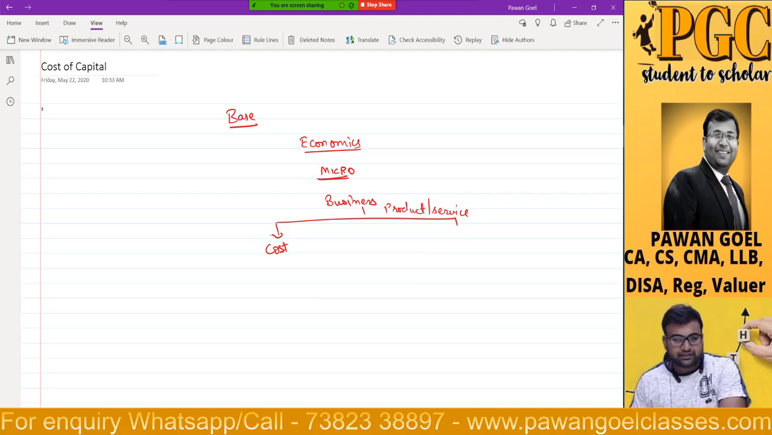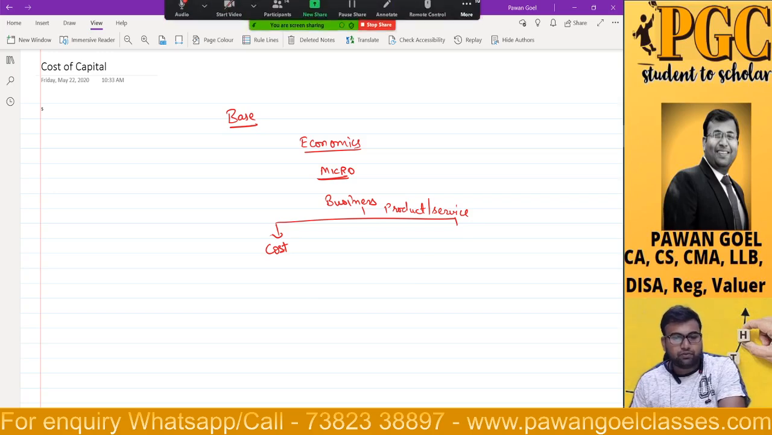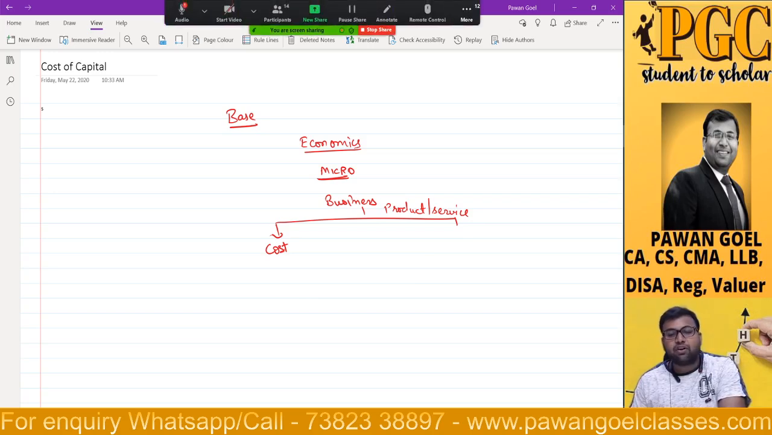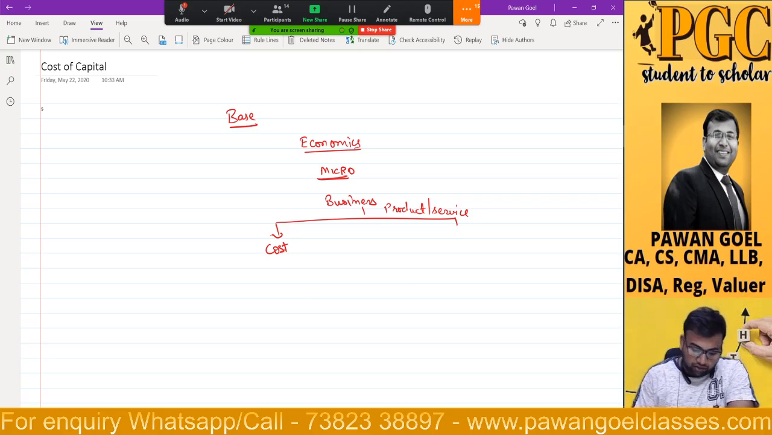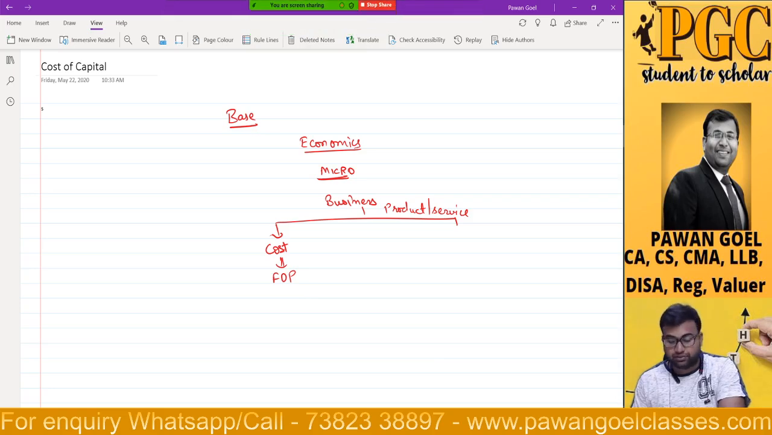Yes or no? Please type yes in the chat box if you are okay. Only yes, if you want to type. So they incur a cost. That cost could be in the form of factors of production. I believe you know what the factors of production are: land, labor, capital, and entrepreneurial skills or organization.